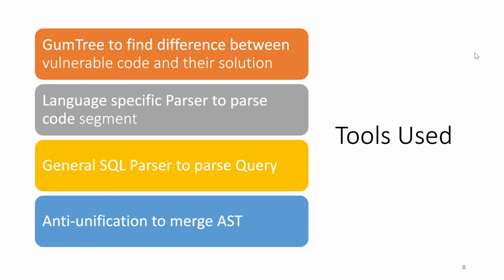Here are some tools that we have used, such as GumTree. As you said, we use that to find the difference between the codes, and we use language-specific parsers such as JavaParser and PHP parser. Then we use a general SQL parser to parse the raw query that is present in the code, and we use anti-unification to merge the ASTs. As we wanted to generate a cluster, we had to merge the before codes to make a tree.